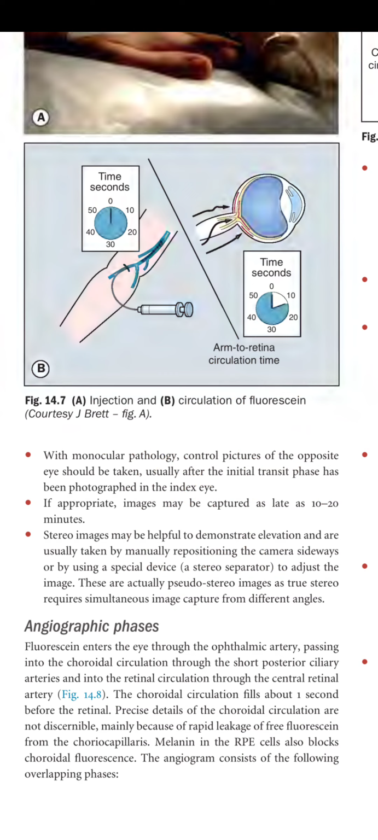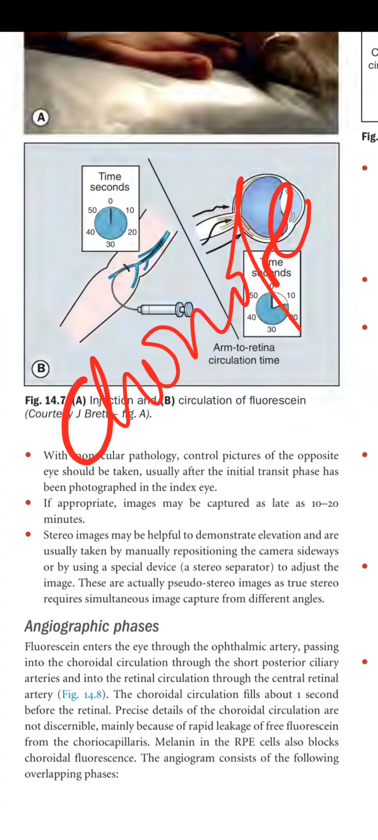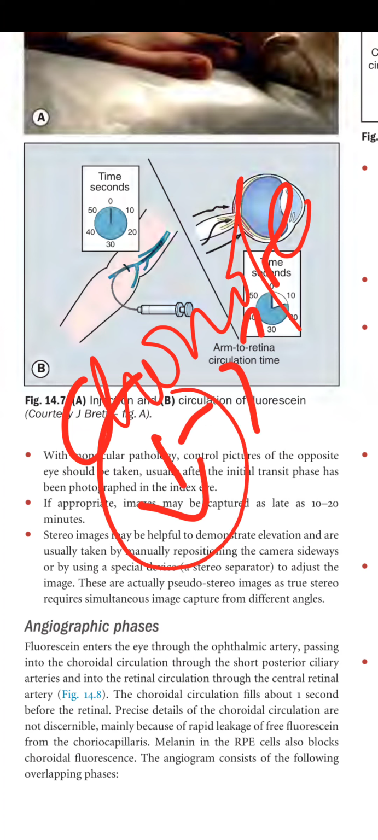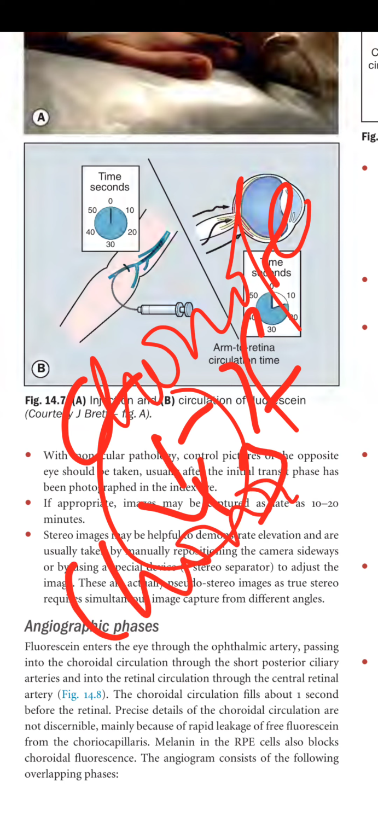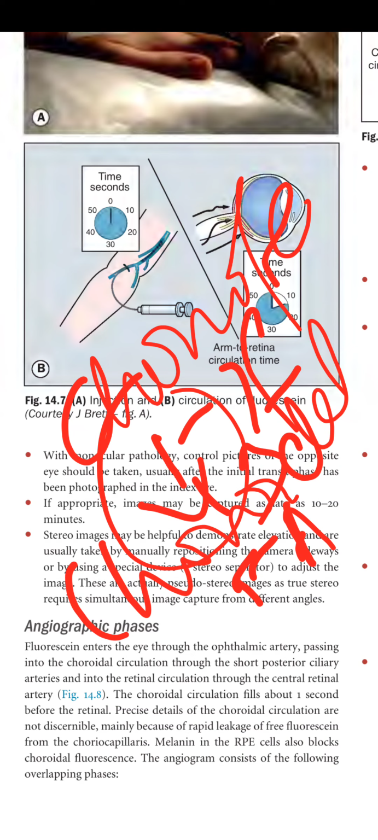Precise details of the choroidal circulation are not discernible, mainly because of the rapid leakage of free fluorescein from the choriocapillaries. Because the choriocapillaries have fenestrations, the fluorescein leaks into the choroid early. So that is why the choroid is not best investigated in fluorescein angiography. Melanin in the RPE cells also blocks the choroidal fluorescence.